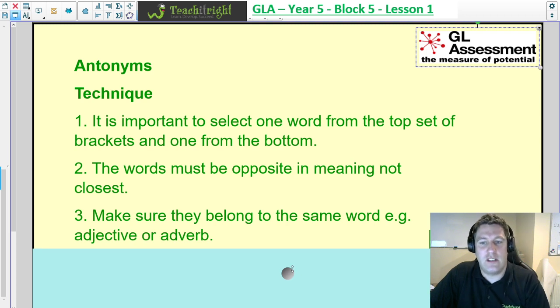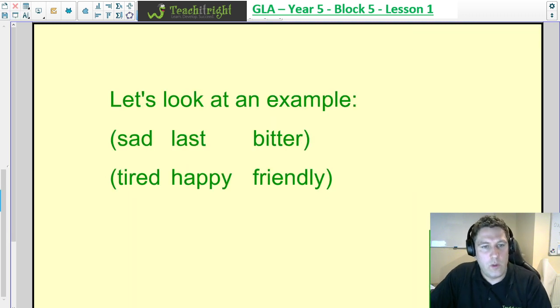Make sure they belong to the same word group, e.g. adjective or adverb. So I should have added in word group here, so it's really important that they are the same. So let's have a little look at an example. We've got sad, last, bitter, tired, happy and friendly. And of course this is a really easy example that we've got sad from the top and then happy at the bottom as being our opposites. I don't think our questions will be quite as easy as that, but at least it shows you what they will look like.